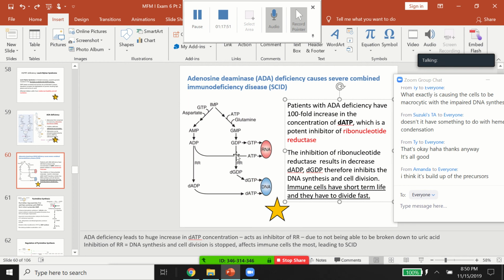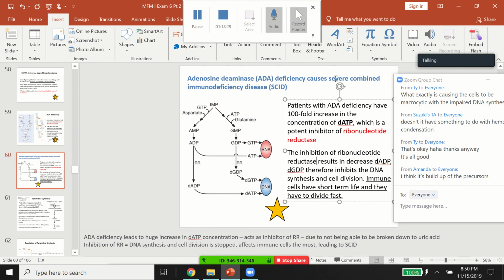But what I haven't mentioned yet is that immune cells are the ones that are typically affected by this. The reason is that immune cells have a very short life, and they have to divide very, very fast. So that makes sense: if you have an inhibition of DNA synthesis, you won't be able to make more cells very quickly, and you won't be able to divide very fast, right? Because both of those are very important. So that's why you get SCID, or severe combined immunodeficiency, because of that.